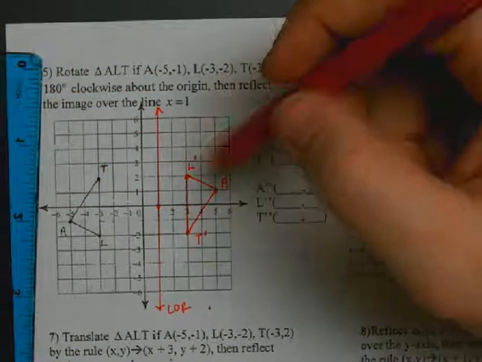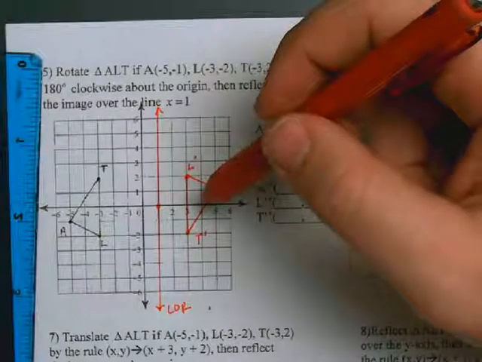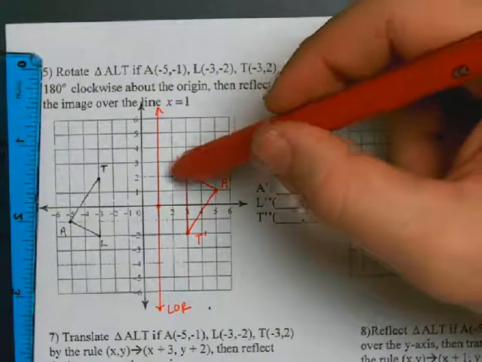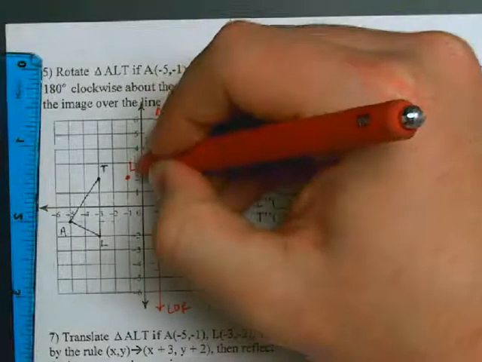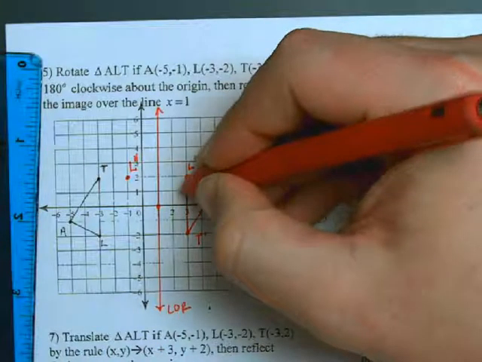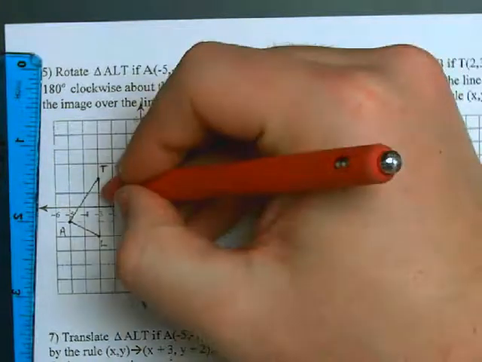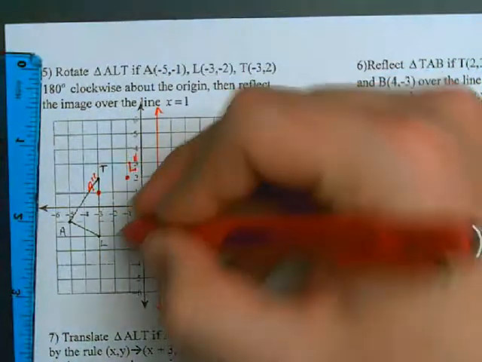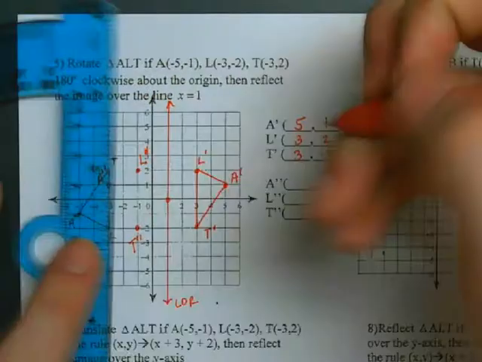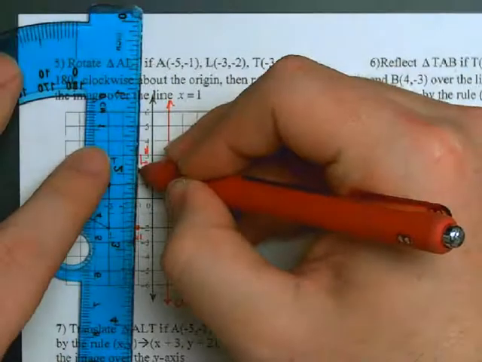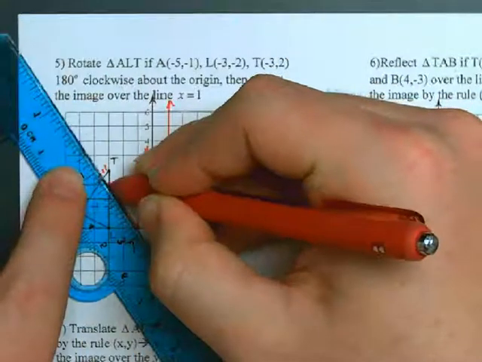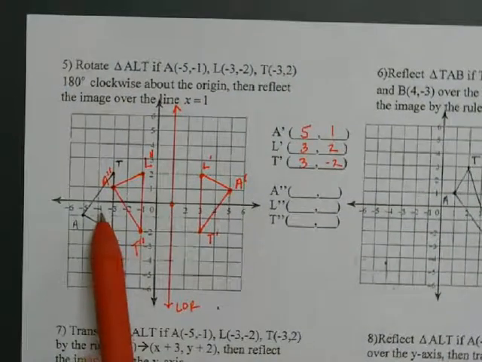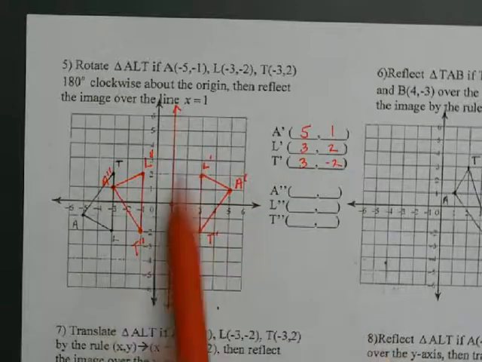From there, now the announcements are probably about to go off, so it may get a little loud in the microphone, but I'm going to continue to work. So you reflect it. So L is 2 away, so go 2 away. That's L prime prime. A is 1, 2, 3, 4, so 1, 2, 3, 4. That's A prime prime. And then T is 1, 2, so go on this side, 1, 2. That's T prime prime. So then you're going to connect all of this. And there we go. So we rotate 180 degrees, and then we reflect it across x equals 1.